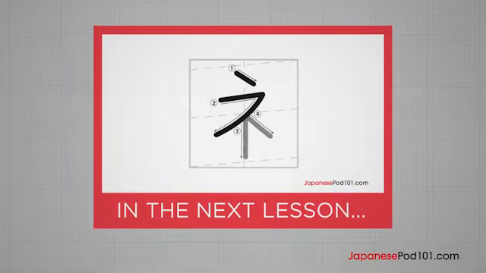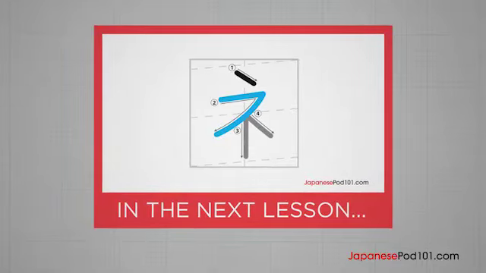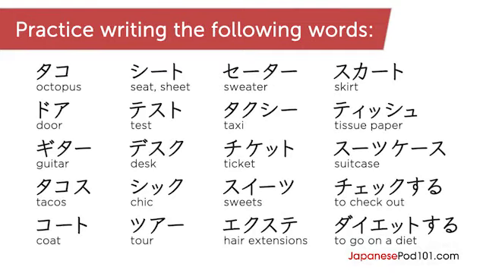Do you know what nico nico means? I'm sure you'll be happy to find out in our next lesson when we discuss the N column in katakana. Before you go, practice writing the following words on your own.